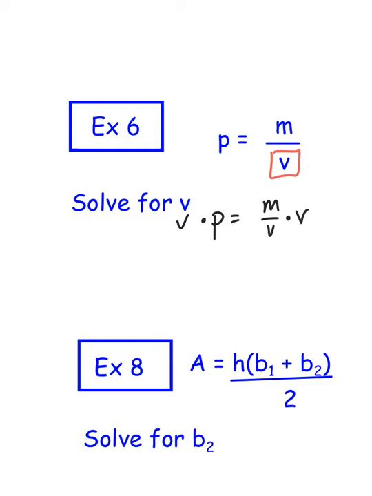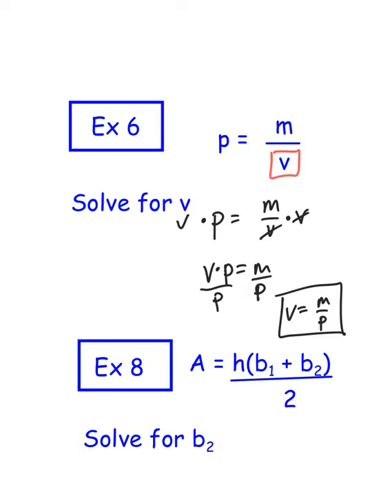And so the reason I do that is I can't have variables in the bottom when I want to get it to V equals. And so these cancel out, and we have V times P equals M. So far it's the same as what we did in example 5. But now, if I want to get V by itself, to get rid of multiplying by P, I'm going to divide by P. So I've got V equals M over P.